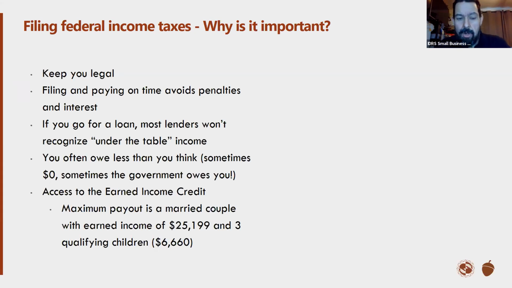The maximum payout is for a married couple with earned income of $25,199. So that means you can have a business where your gross revenue, your income, is a lot more, and then you have a lot of expenses. But at the end, your profit is down to about $26,000, $25,000. At that number, and if you have 3 qualifying children, the federal government will actually send you $6,660, totally free. That's what they send you.